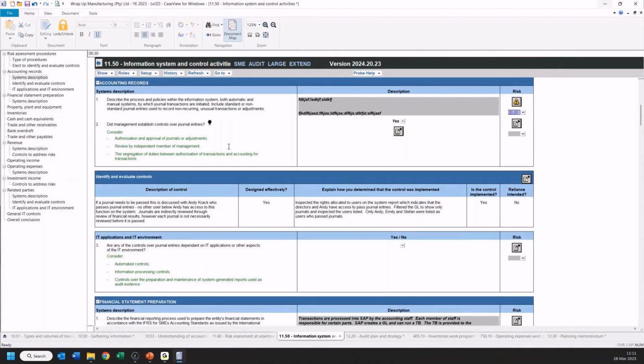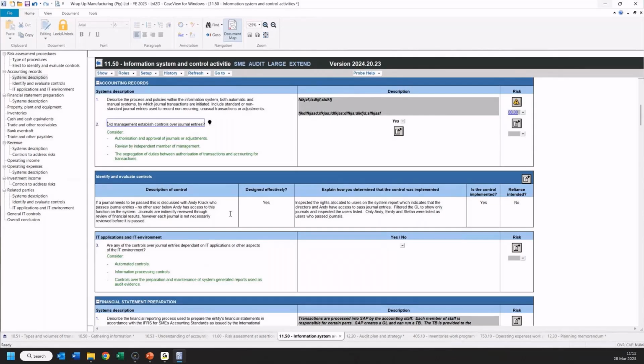Right. Next, we need to ask ourselves if management established controls over journal entries. We said yes. If they did, then we need to go and record them. That is where we use the record control button. You can see that there's already one control recorded that is documented here. We said that if a journal needs to be passed, this is discussed with Andy Crack, who then passes journal entries. No other user below Andy, in other words, below him in the hierarchy, has access to the function on the system. Journals are indirectly reviewed through the review of the financial results. However, each journal is not necessarily reviewed before it is passed.